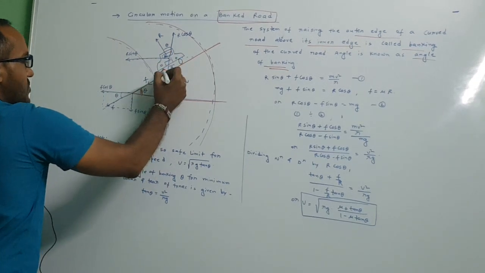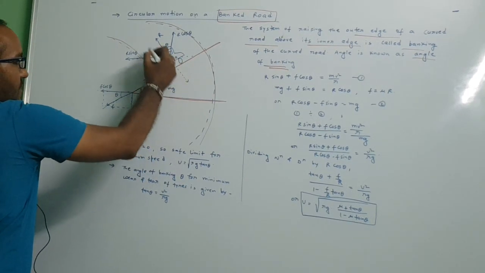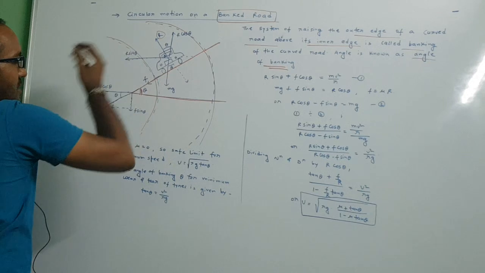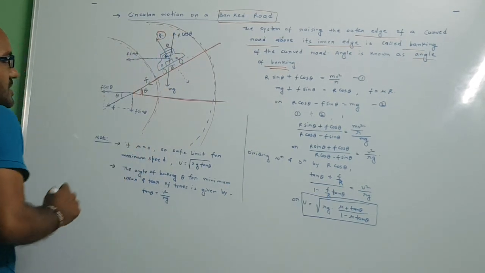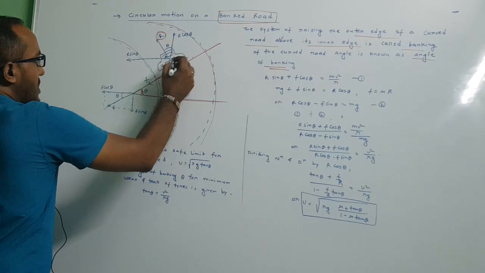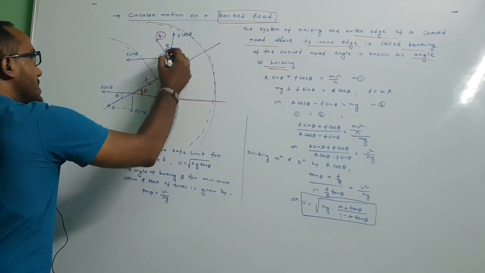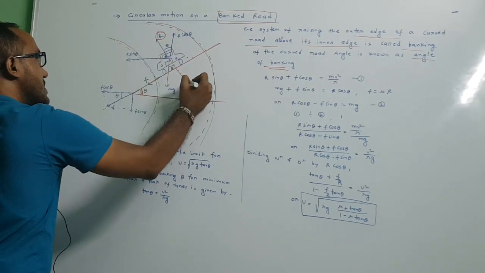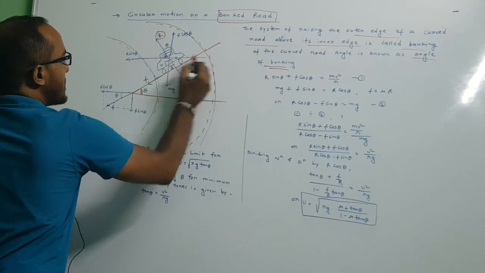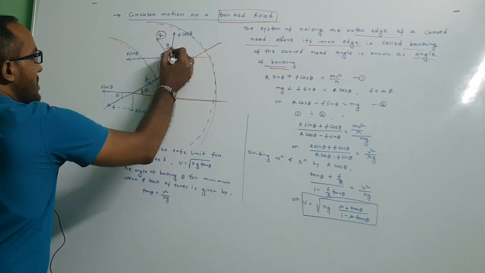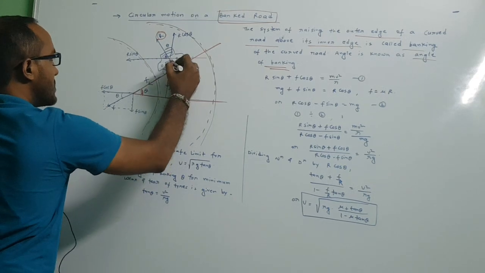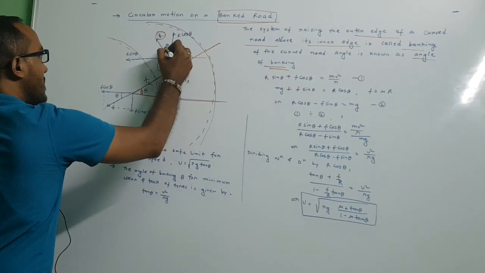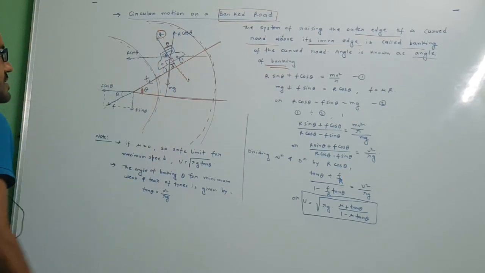This is our car, and we will have reaction forces R1 and R2. Let us say that the resultant reaction force is R. Now see, this angle is theta, so draw a horizontal line. This angle will also be theta, and this is a vertically opposite angle, so this angle will also be theta.